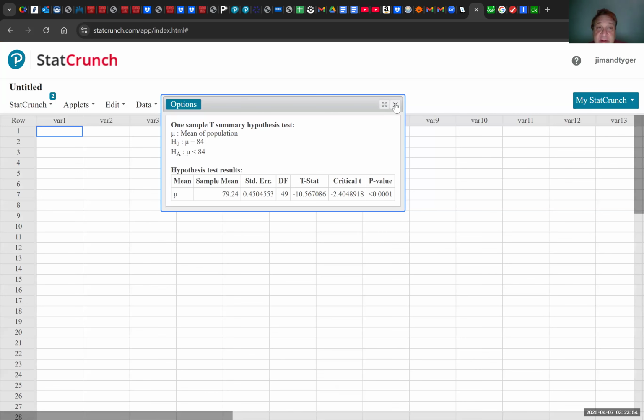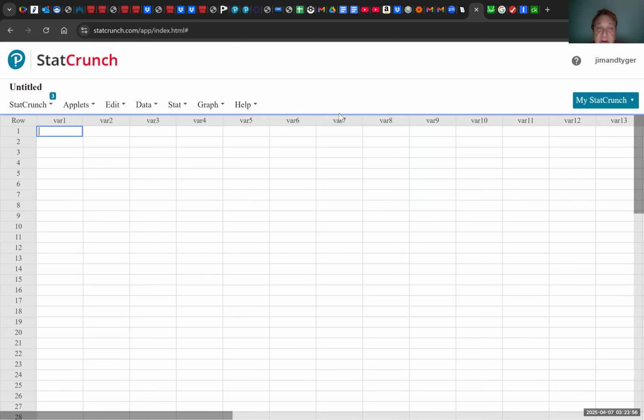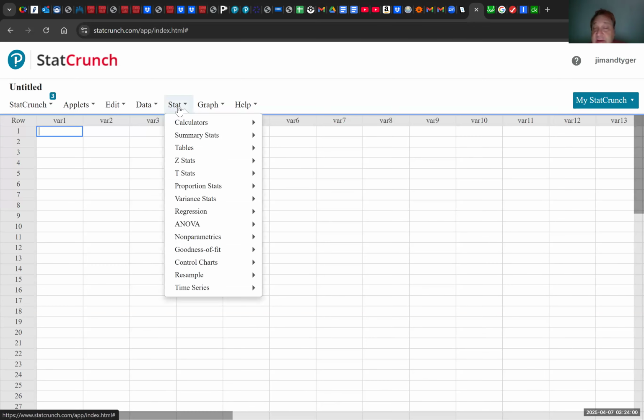So let me hide this right here. I'm going to go to Stat, and to do the standard deviation on StatCrunch, you have to do the variance. Variance is just the square of the standard deviation, so we can translate it and do the variance test just like we do the standard deviation test.